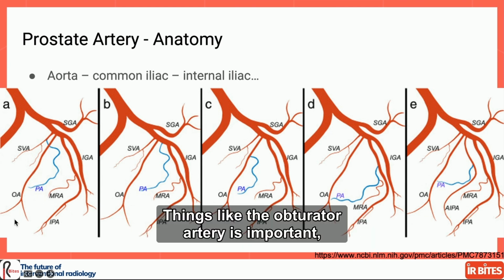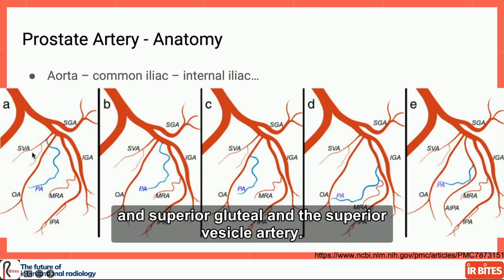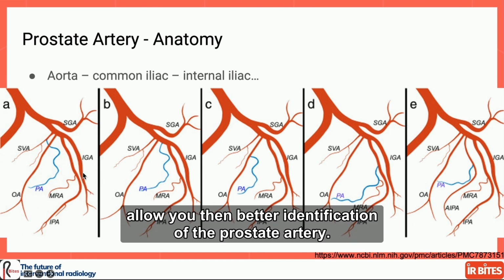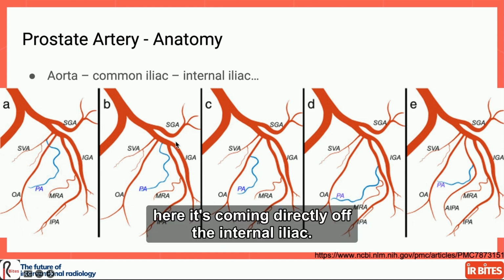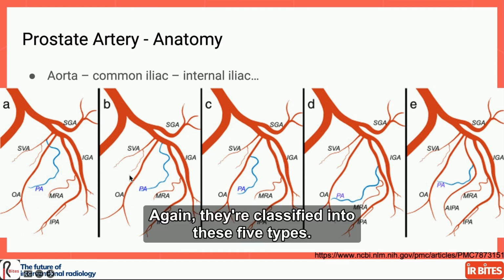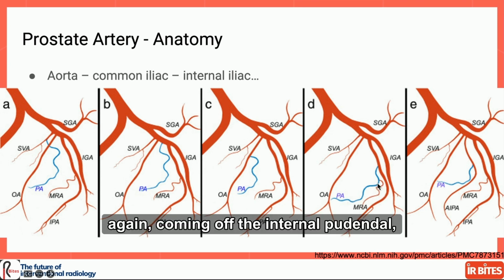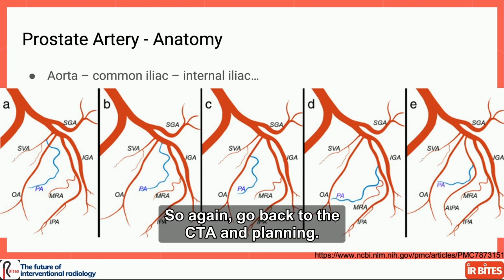Things like the obturator artery are important, internal pudendal artery is important, and superior gluteal and the superior vesical artery. So knowing the anatomy of other vessels allows you better identification of the prostate artery. As you can see, it has variant origins. So here it's coming directly off the internal iliac. Again, they're classified into these 5 types. Coming off the obturator, again, coming off the internal pudendal, and you've got an accessory vessel there where it could also be arising from. So again, go back to the CTA and planning.